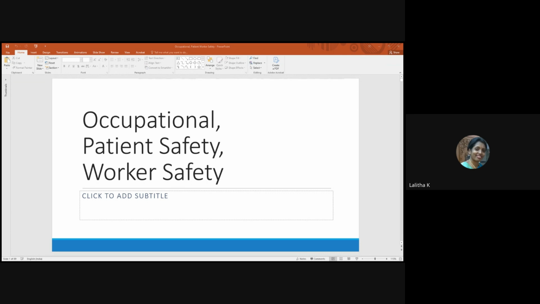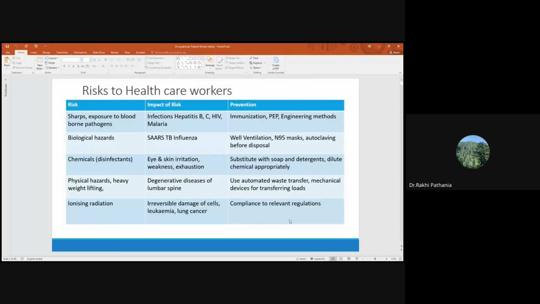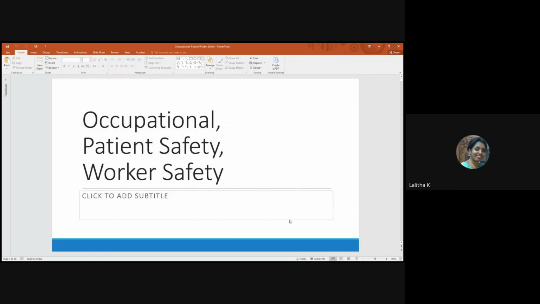Is my slide visible? Can anyone confirm to me? Yes, madam. The slides are visible. Yes, ma'am, it is visible. Can you just see if it's moving? Did it move to the next slide? Yes, ma'am. Okay, it's moving. Thank you.